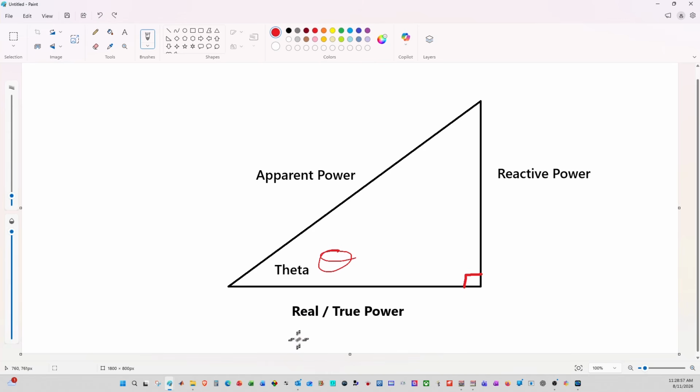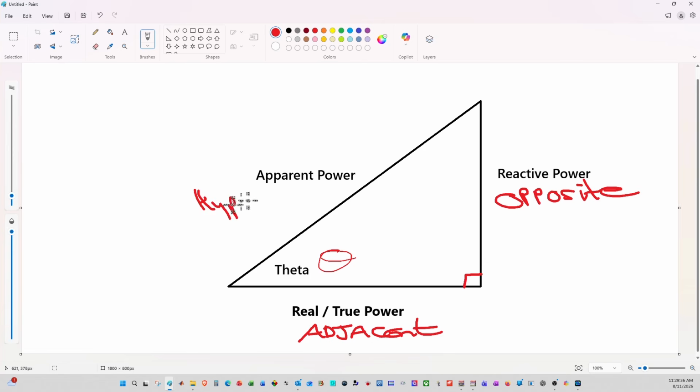That is typically going to be calculated as the square root of 3 V line I line times the cos of theta. From a trigonometrical point of view, that is going to be known as the adjacent. On the right-hand side, we're going to have the reactive power, which is calculated as the square root of 3 V line I line times the sine of theta if you're working with a 3-phase, and that is going to be known as the opposite. And then the diagonal that we see on the left-hand side is going to be known as the hypotenuse. Let's just put that in.